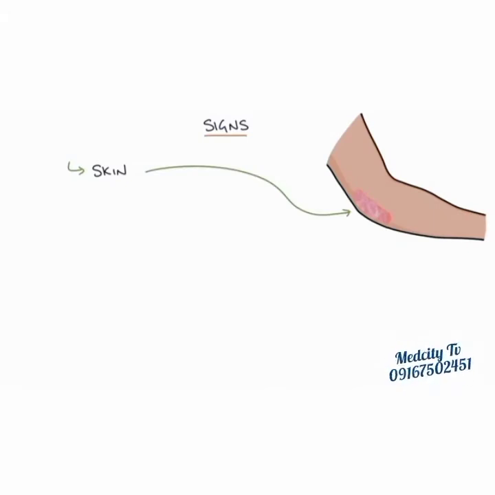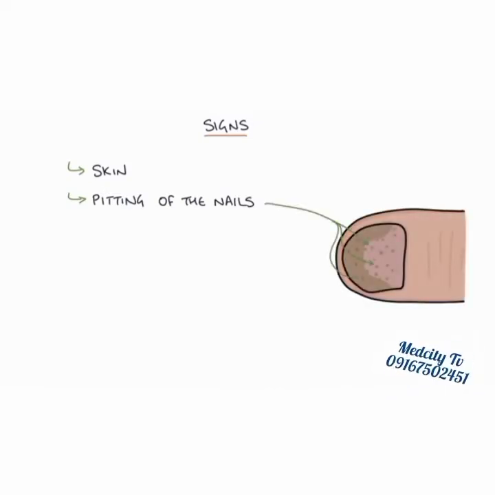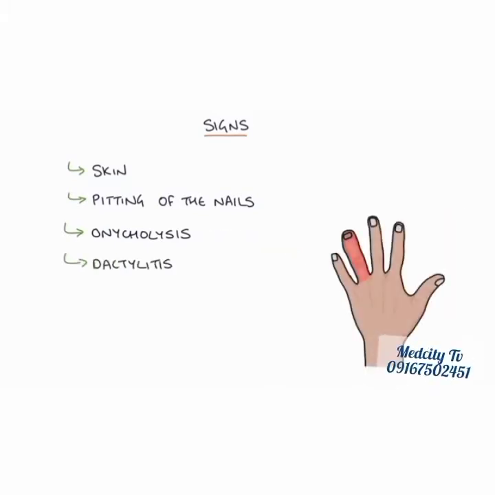So what signs would you have in psoriatic arthritis? Well, firstly, have a look at the skin and see if there's any plaques of psoriasis on the skin. Another sign is pitting of the nails, and these are tiny pinprick-like pits that occur on the fingernails. Another sign is onycholysis, which is a separation of the nail from the nail bed. Dactylitis is a classical sign of psoriatic arthritis, and dactylitis is where you have inflammation of the full finger. So that might be the full finger or the full toe.